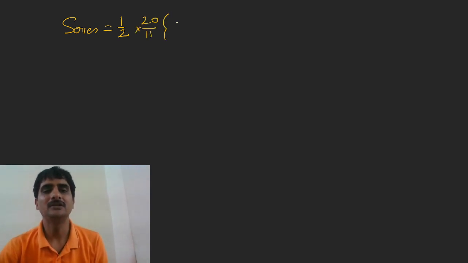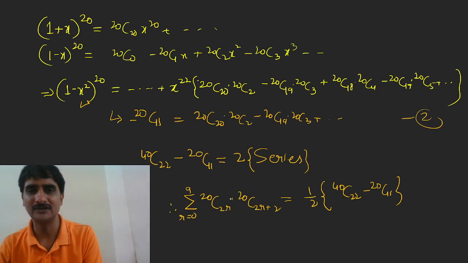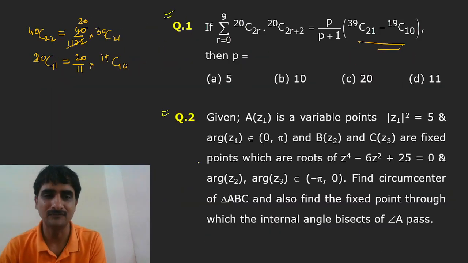So in a nutshell, what do we get? The series which we need is half times, and we take 20 by 11 common, and then we have 39c21 minus 19c10. So we have 10 by 11. You compare it, so of course p is 10 here, and that's the answer for the first one. I definitely like this question when it came as a doubt in front of me.